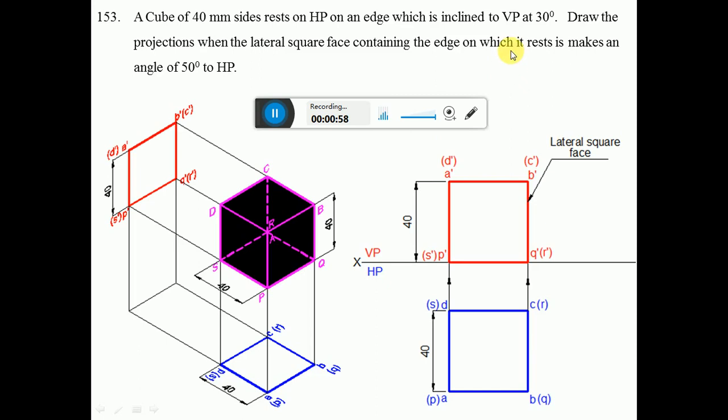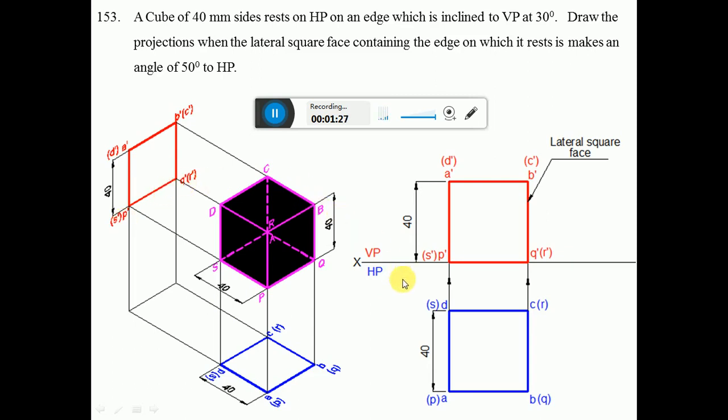So when you look from the top view, ABCD is near to the observer, so it is visible, and PQRS is at the bottom, so PQRS is in bracket. When you look from the front view, AB and PQ are near to the observer, so A dash, B dash is visible, and also P dash, Q dash is visible.